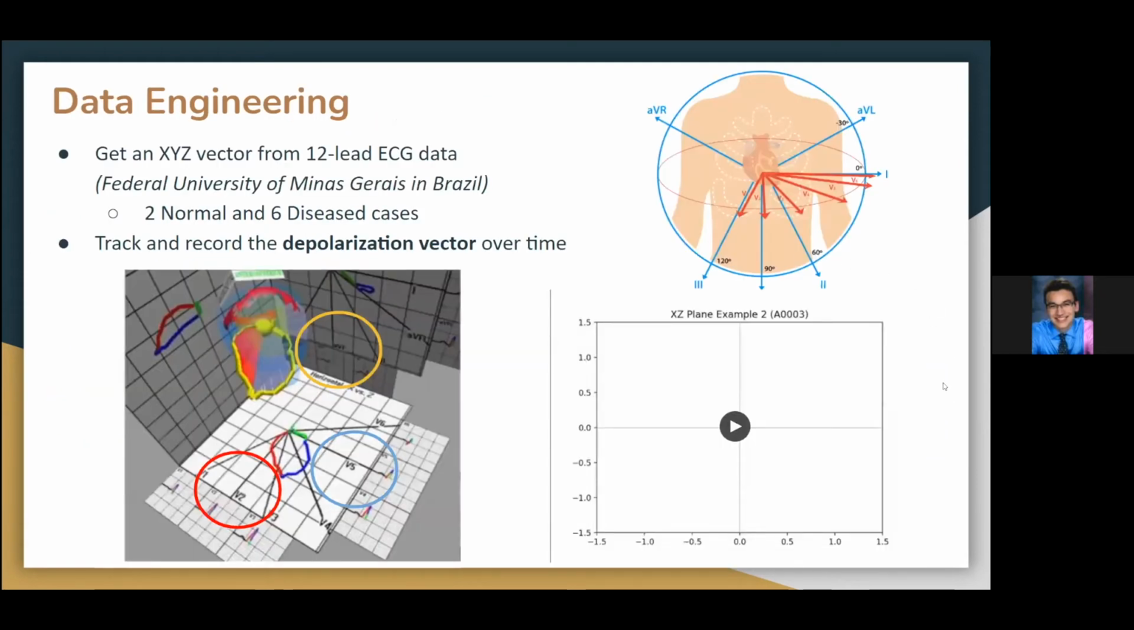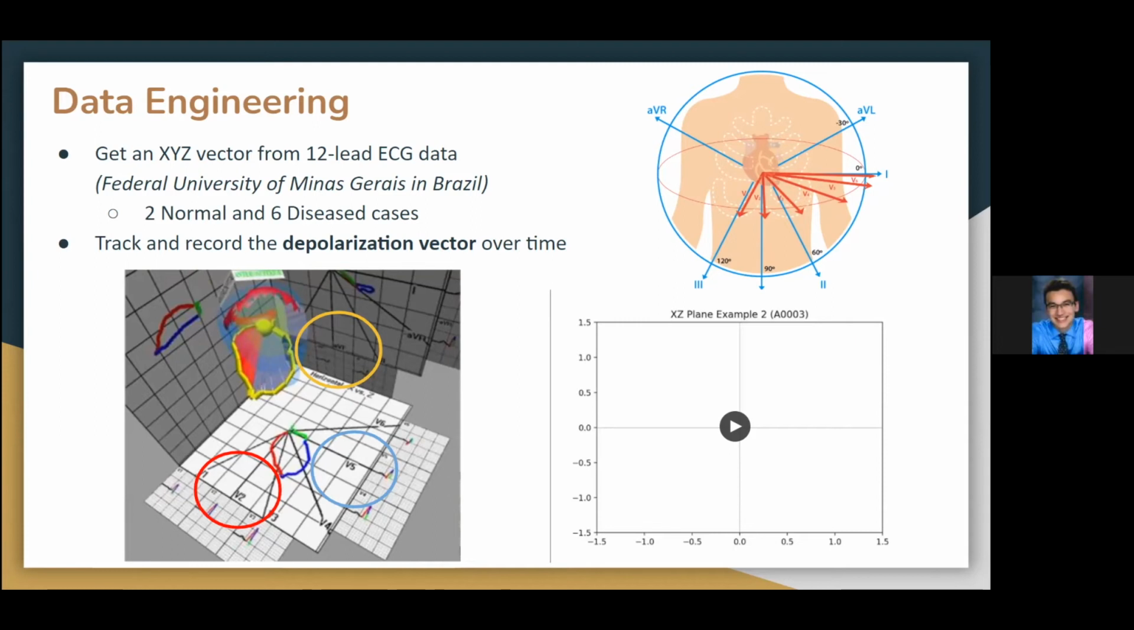So like I said before, the first part is our data engineering, where we want to get that depolarization vector so that we can generate different plots. And so the way that we did this was we took actual EKG data from a university in Brazil that had an open source library for EKGs and reverse engineered it into this depolarization vector. And the way that that works is actually pretty simple once we look at the math. Because when you have 12 leads, that's a lot of data coming in. 12 leads that take in data, hundreds or thousands of times per second. That's a lot of data we're working with.